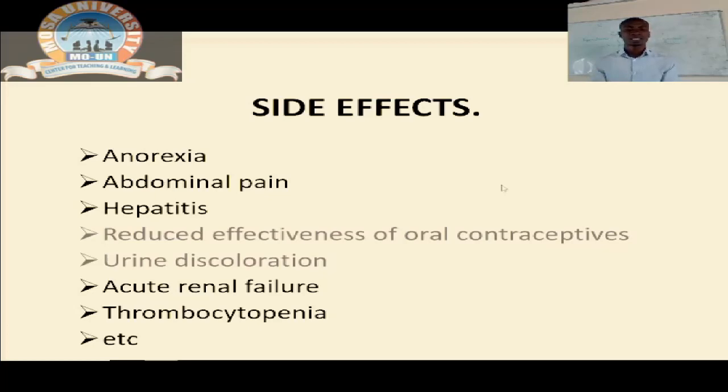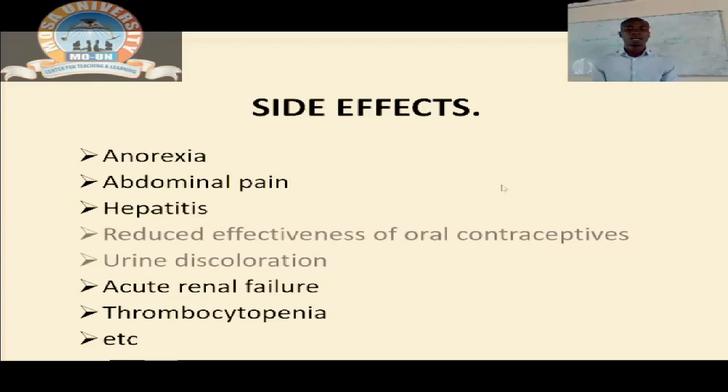And also the other side effect is urine discoloration. Other people say orange urine. So the urine changes color, it becomes orange. And also the other side effect is acute renal failure. So this drug can cause acute renal failure.